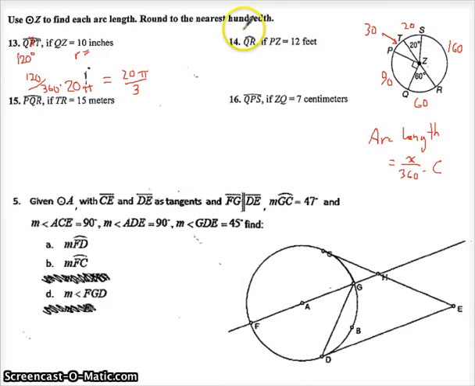Same thing here. QR is 60 degrees. PZ is 12. That's the radius. So I do degrees out of 360 times circumference. So if the radius is 12, the circumference is 24 pi. You should be at the point where you're basically able to do that in your head now, because circumference equals pi d. That's a really fast way to do that. So that's 1/6 of 24 pi, that's 4 pi.